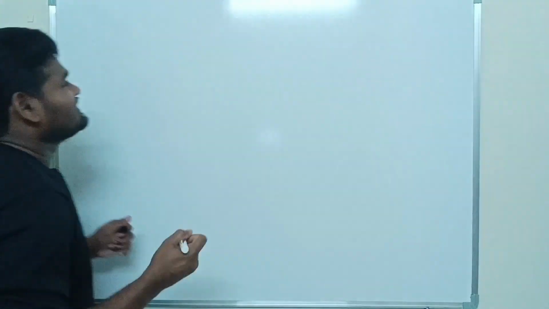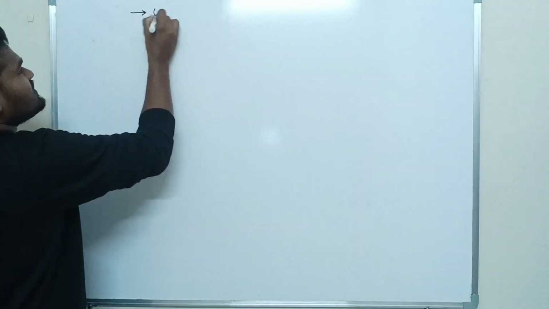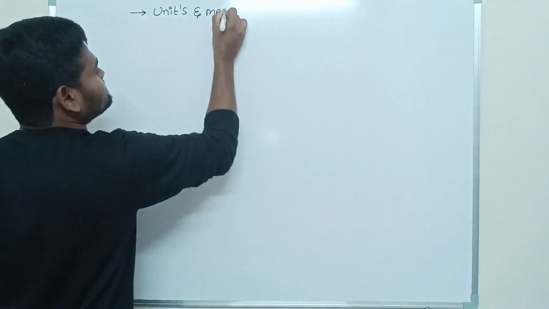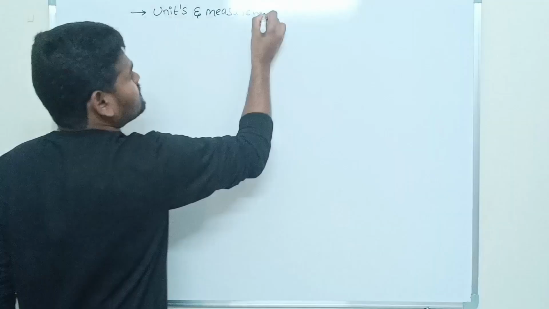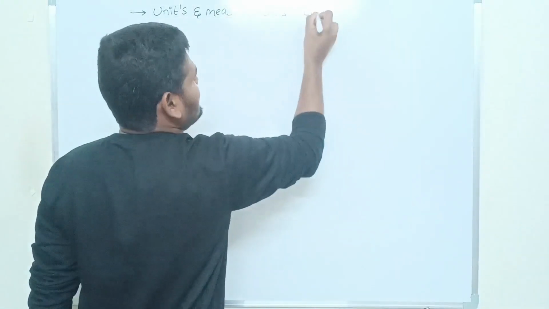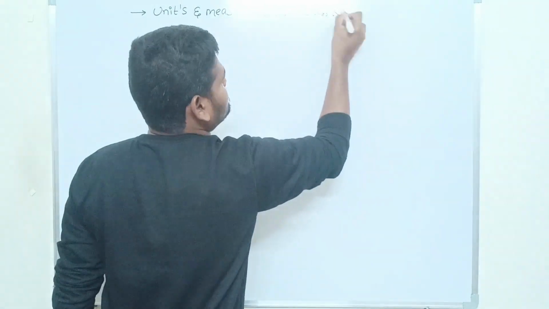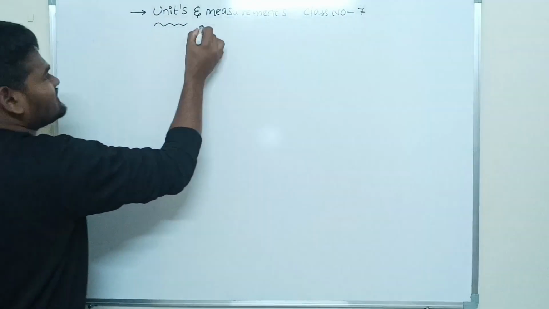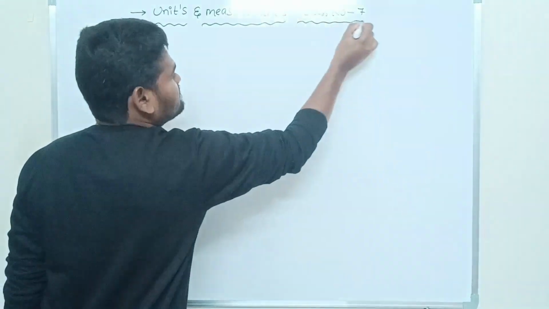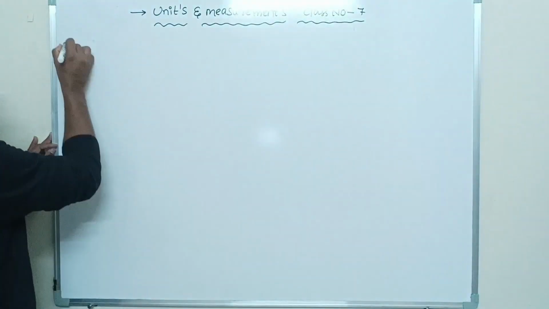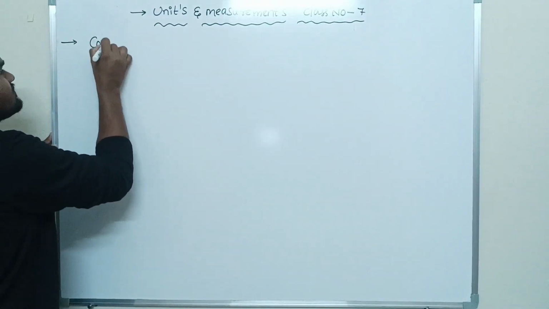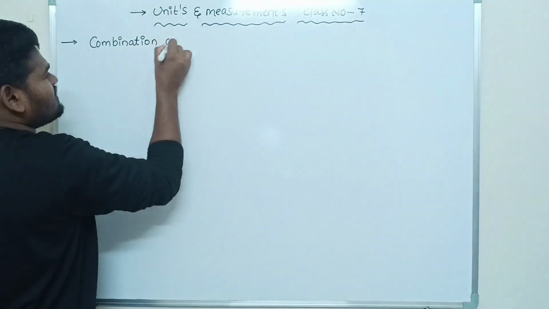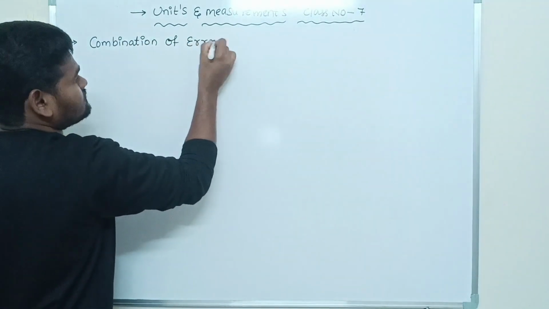Okay, very good. So, what is the session going on? Units and measurements. And this is class number 6. Sorry, 7. 6 we have already finished. What is the topic? Combination of errors.